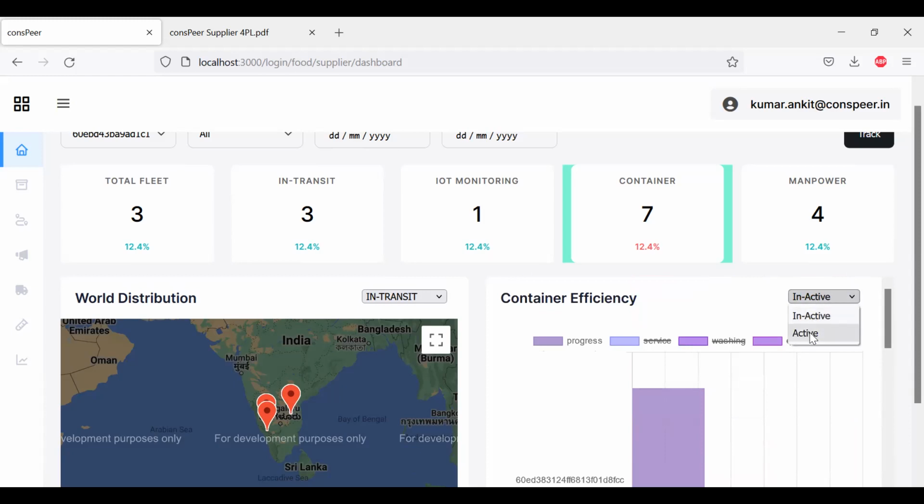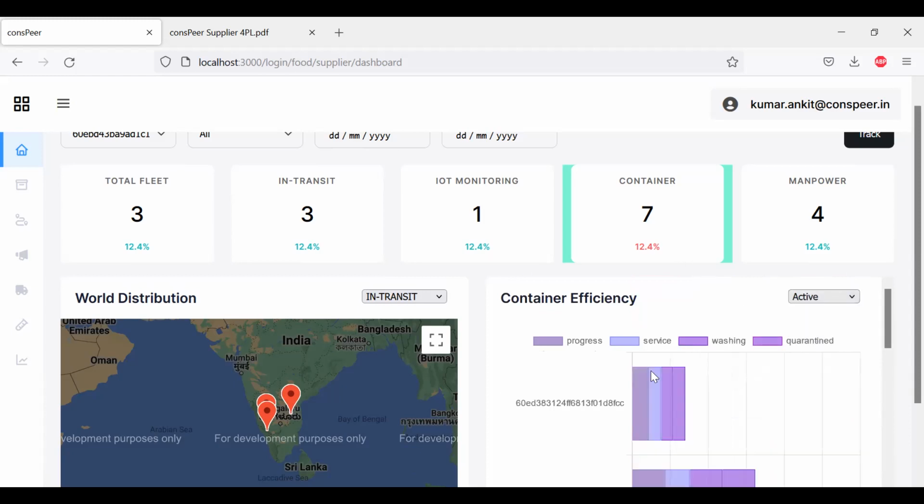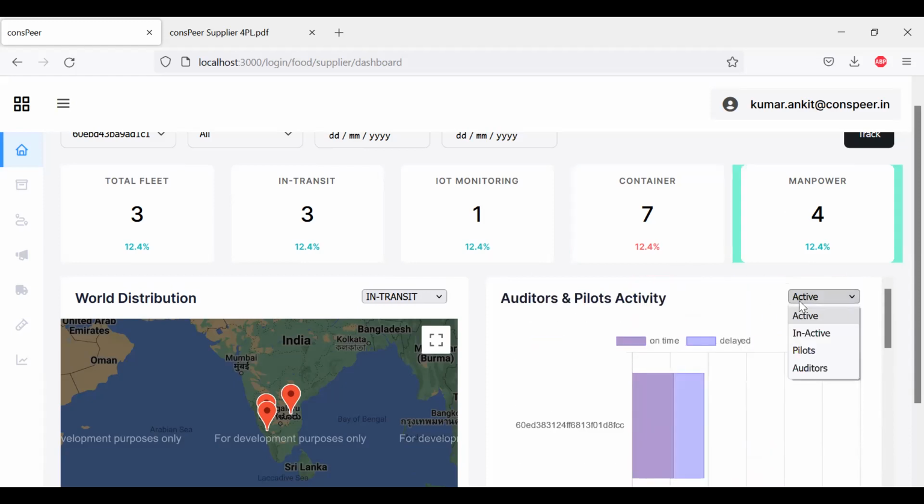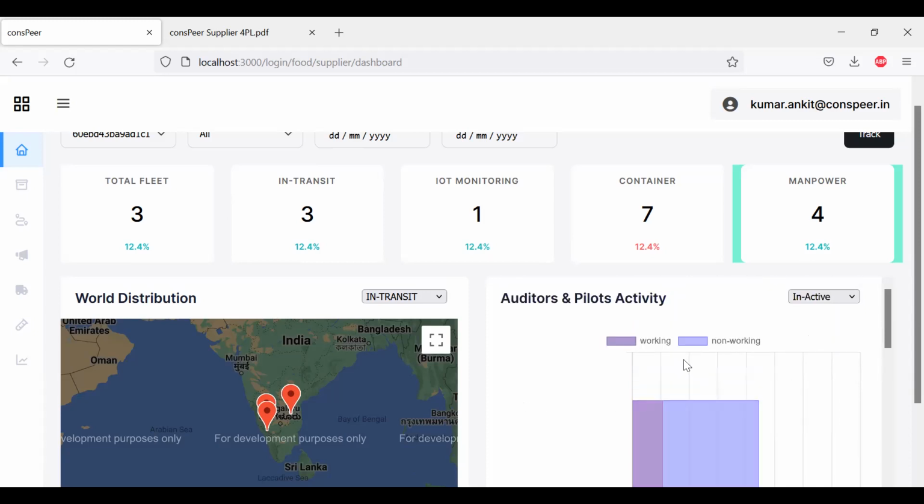Okay, so now when you go for active and click, you get the new data again. And then in manpower you get the pilots and auditors. Like you go by active, you click there, you got that. If you click inactive again, there are changes: working, non-working. Similarly for pilots, if you go by inactive, active, those pilots and drivers which are currently inactive, what are their working and non-working hours. And if you go into pilots and auditors, it is how much assignment they have done. So they are based on assignment.